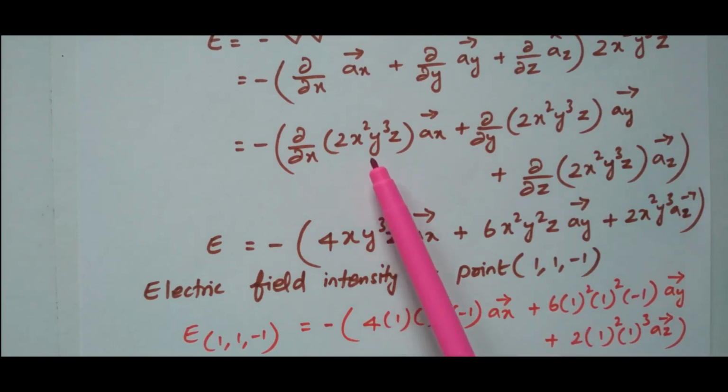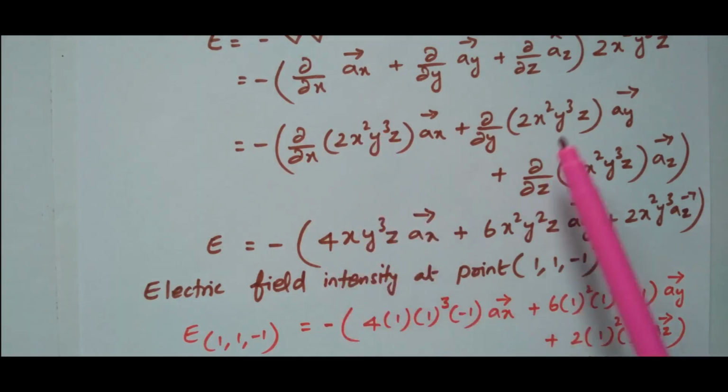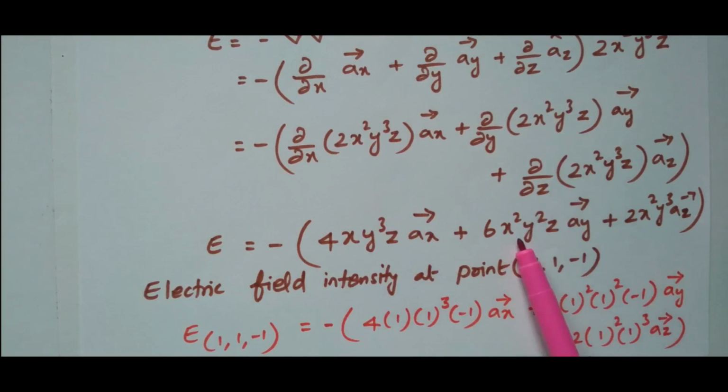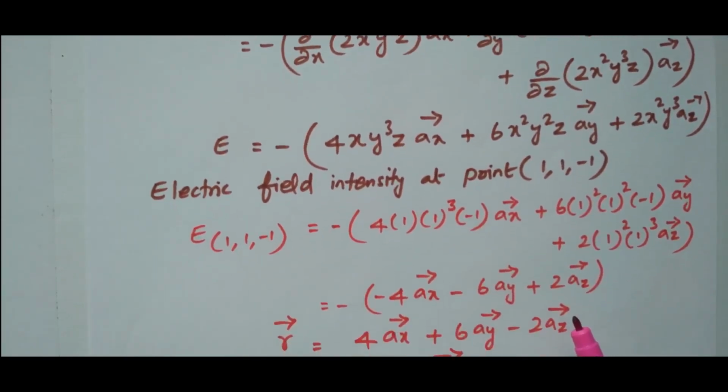So here we differentiated with respect to x: x square gives 2x. Y cube gives 3y square. Z gives 1. Now we got the expression for E. Now the point is given, 1 comma 1 comma minus 1. So we can substitute this point, and then we'll get the unit vector.